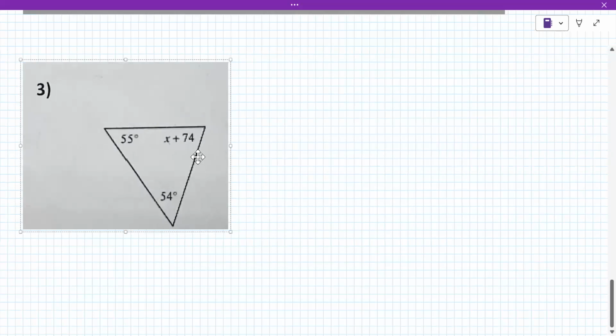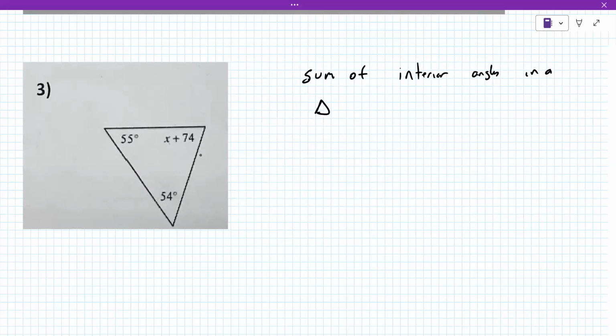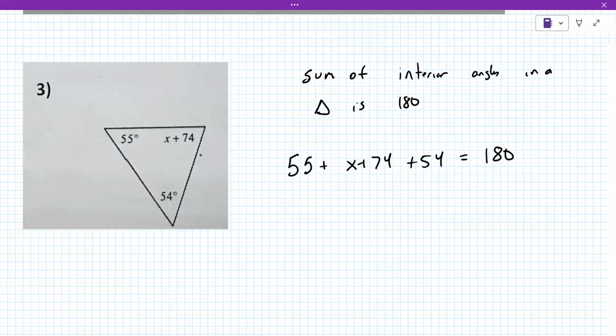So the thing that you have to remember about 3 and 4 is that the sum of the interior angles in a triangle is 180. So if you're not sure, it either adds up to something, in this case 180, or it equals something, maybe equals itself. So this is the kind of equation I think you can solve. Go ahead and solve that for X. Use a calculator as needed, and let me know what you come up with.